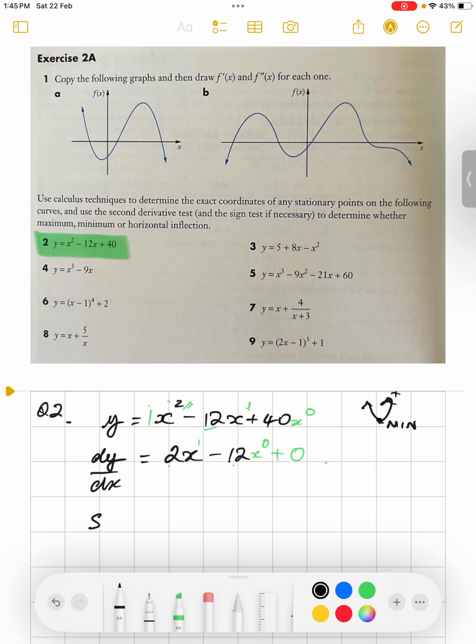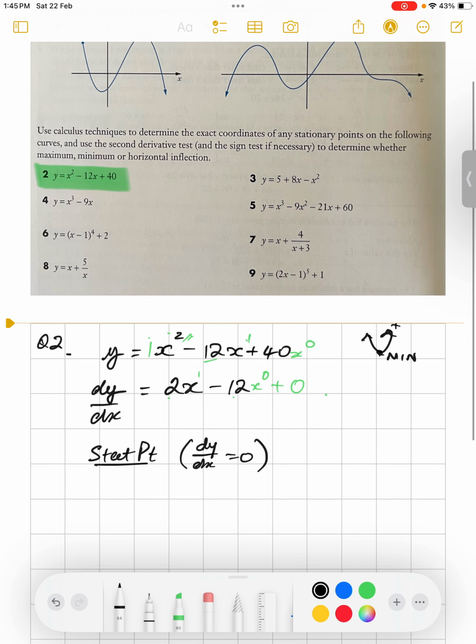So that stationary point happens when the derivative equals 0. That's the turning point, where the derivative is 0. You've got a gradient of 0 there. So 0 equals 2x minus 12. So take the minus 12 across to be positive 12. Take the times 2 across to be divide 2. And therefore you get x equals 6.